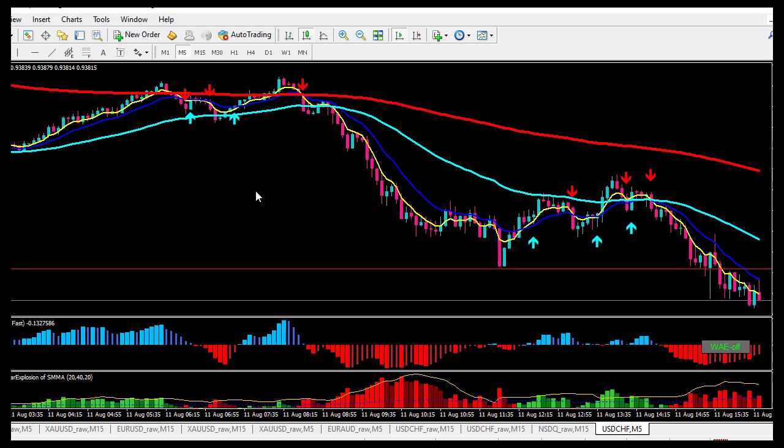You can Google the indicators. It is actually free online. The moving averages come with your MT4 platform. So the other indicator, you can Google it. It is free on the internet.